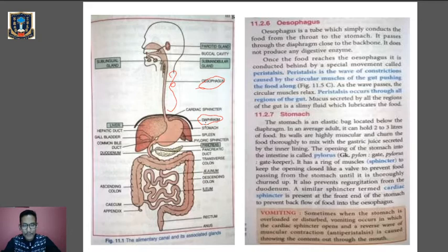Clear? Now, what is the stomach? The stomach is an elastic bag. Here you can see the stomach. This is the stomach part.